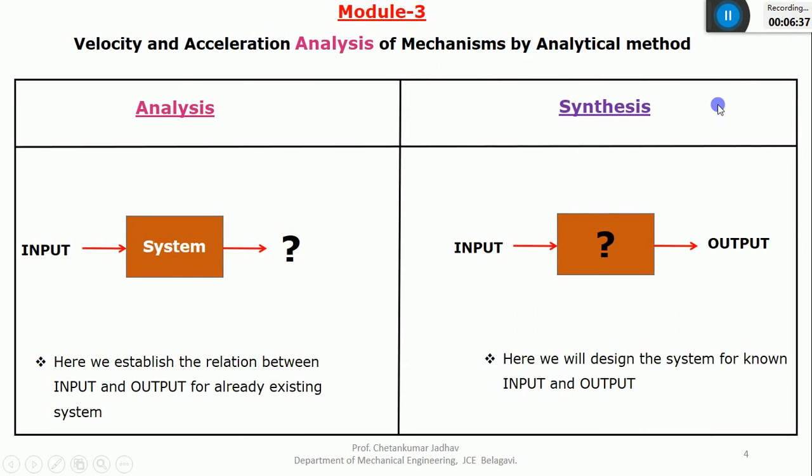And what about synthesis? Synthesis means you already know the input and you know the required output. You only need to design the system. The mechanism will not be existing. You only know the input and the required outputs. According to the requirement, you need to design a system. So that comes under synthesis. Here we design the system for known input and output.